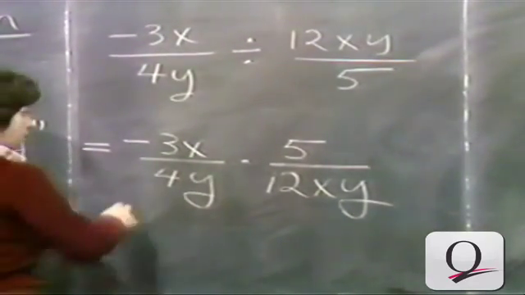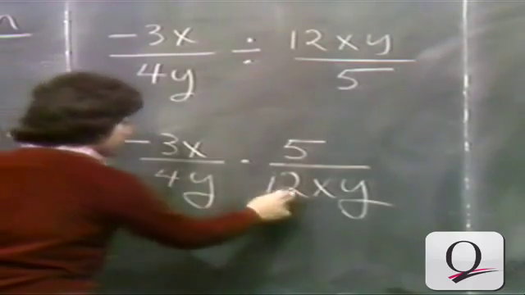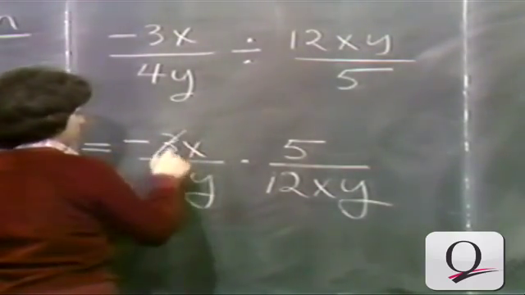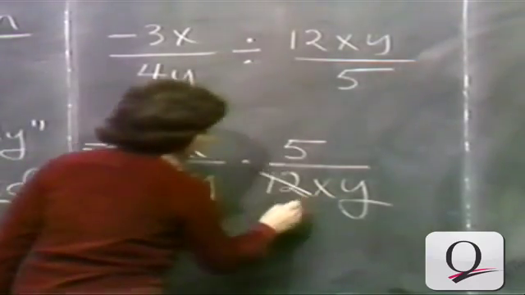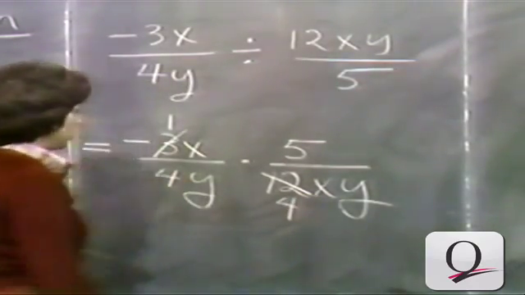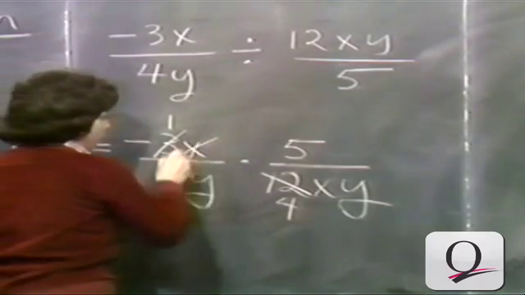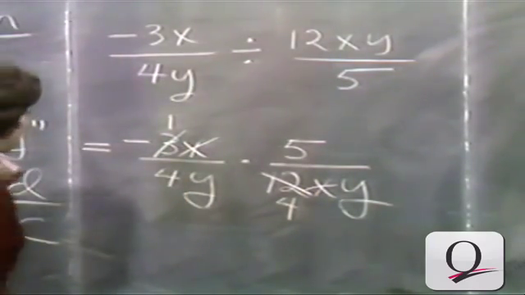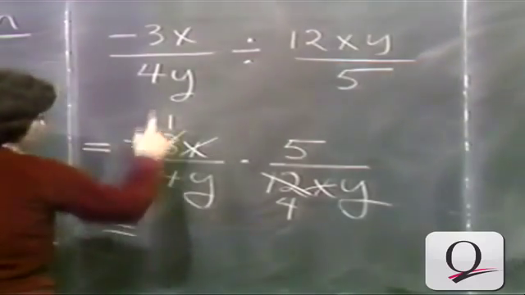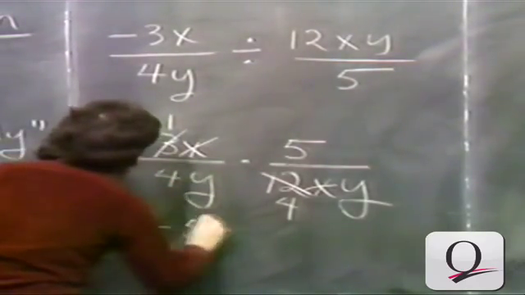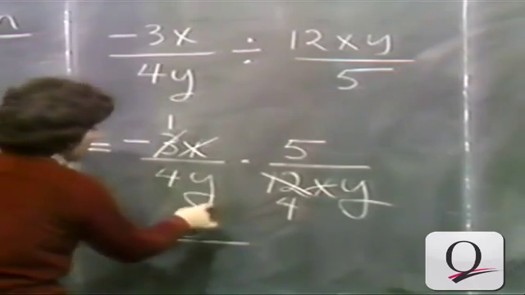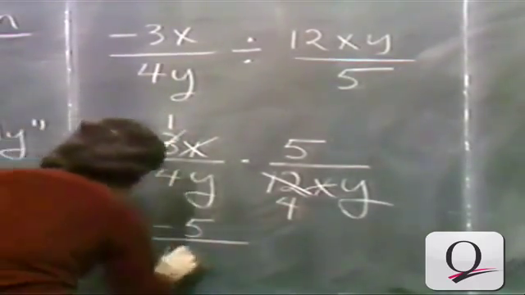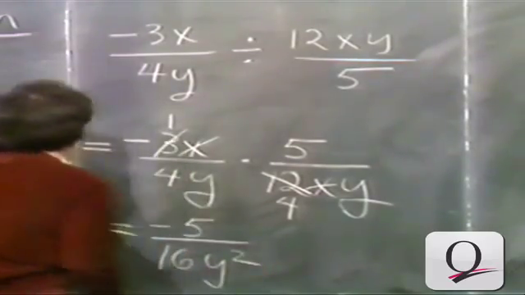Okay, let's see. 3 and 12 have a factor in common. We can divide the top by 3 and get 1, and this 12 by 3 and get 4. We can divide top and bottom by x, so the x's will cancel. That seems to be as far as we can go. On the top, we have minus 1 times 5, minus 5. On the bottom, 4y times 4y, 16y squared.